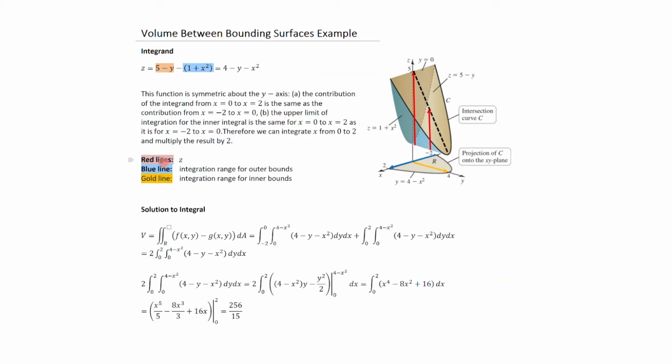So again, the red lines basically represent z, which is the difference between the two surfaces. The blue line is the integration range for the outer bounds, which is from -2 to +2, and the gold line is the integration range for inner bounds between this line and y equals 0. So here we basically have done the calculations. There's the height as a function of x, y. There are the bounds on y: y equals 0, y equals 4 minus x squared.